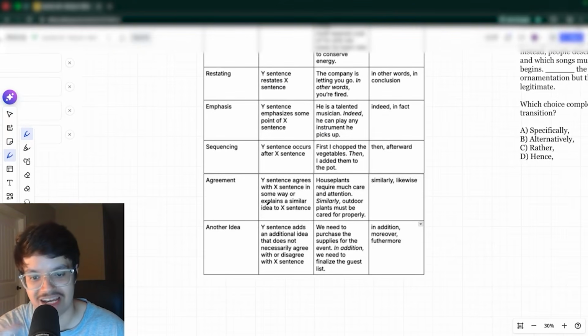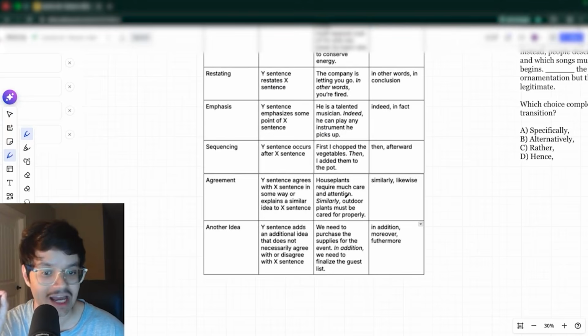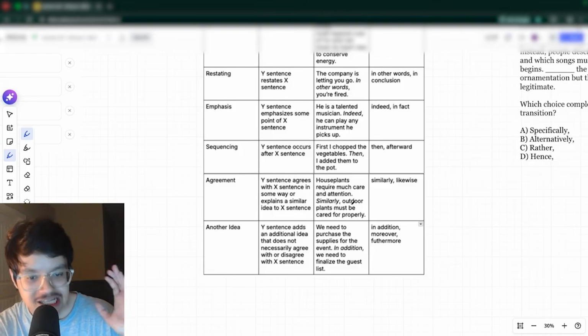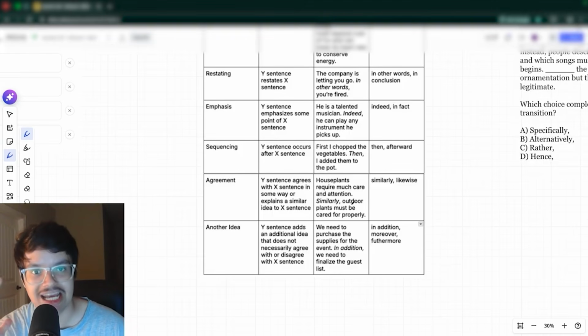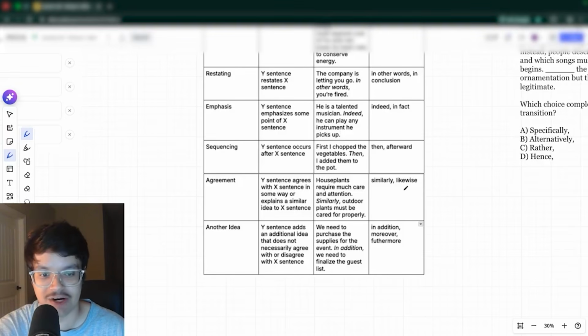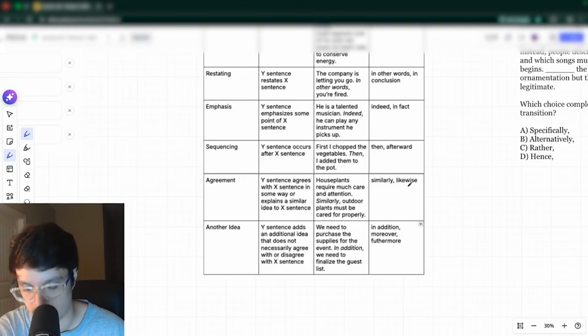Maybe this is the first one that seems a bit weird, but here's an example. Houseplants require much care and attention. Similarly, outdoor plants must be cared for properly. So you can see here, it's basically just saying two different ideas, but the second idea really goes along with what the first idea was saying. And you can probably just identify this when it happens, like similarly, likewise, those kinds of words.